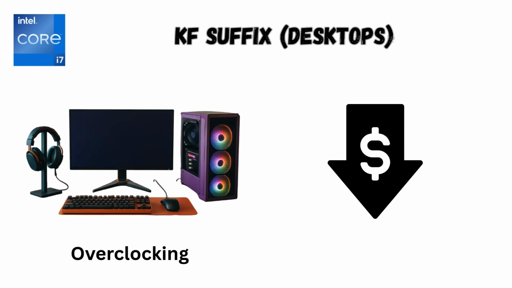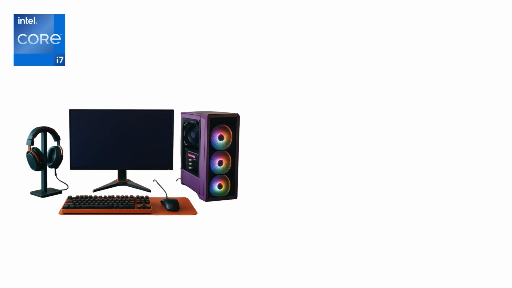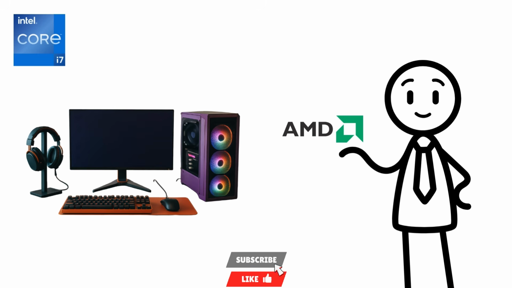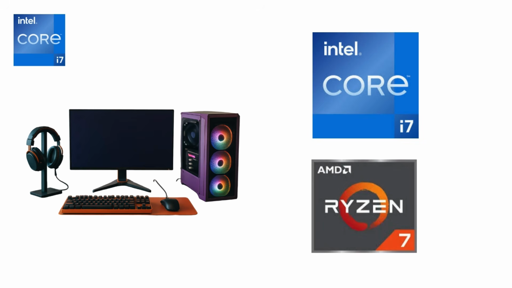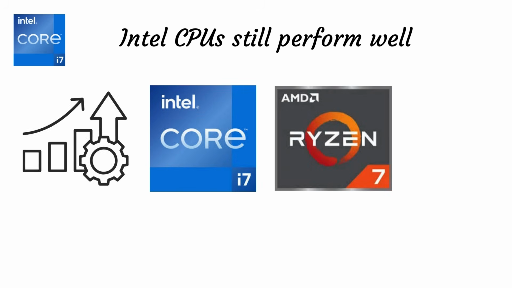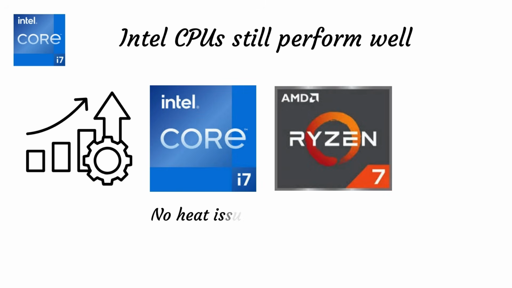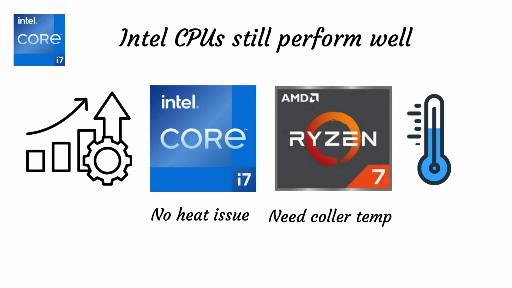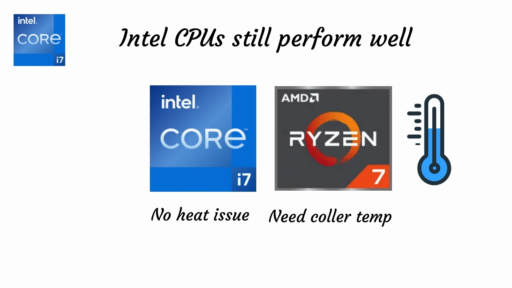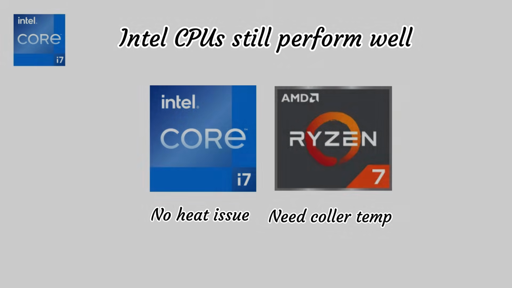Just to inform you, people these days often prefer AMD instead of Intel, especially for the high-end tier like Core i7 and Ryzen 7. While Intel CPUs still perform well, Ryzen processors generally operate at cooler temperatures, at similar or lower prices, and often offer better overall performance.